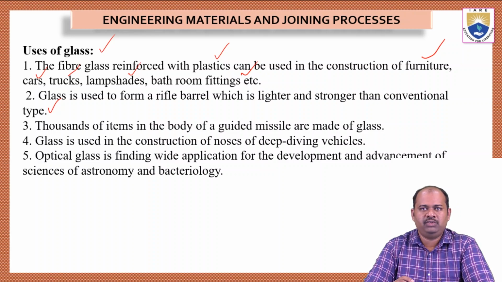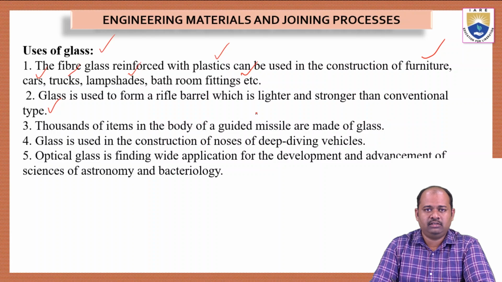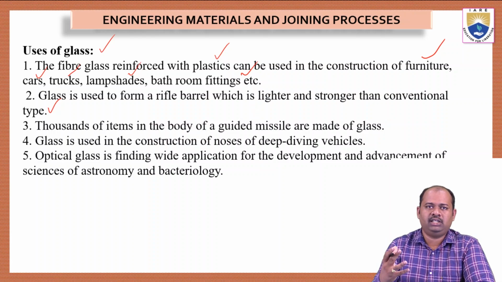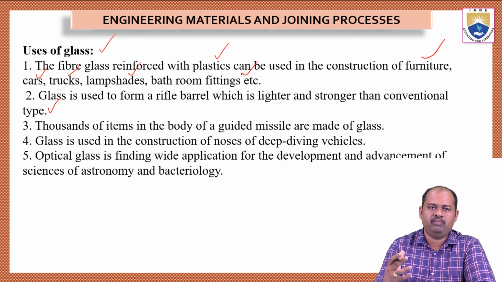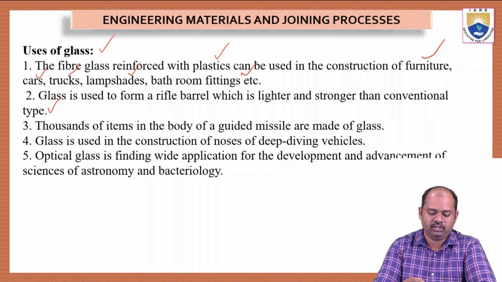Thousands of items in the body of a guided missile are made up of glass. When we are making guided missiles in defense research, we have to use many parts which are made up of this glass. Not directly as glass, they are made up of glass fiber reinforced composites. They are less weight yet have high strength.